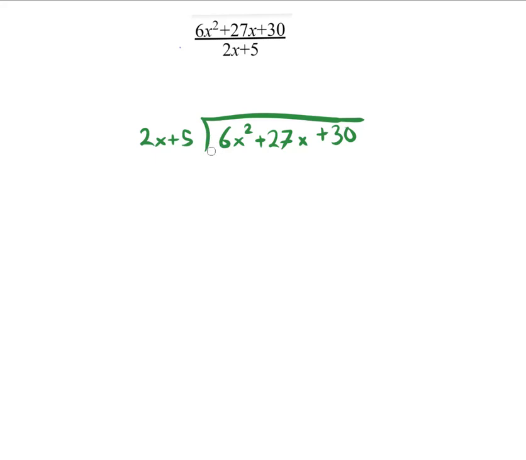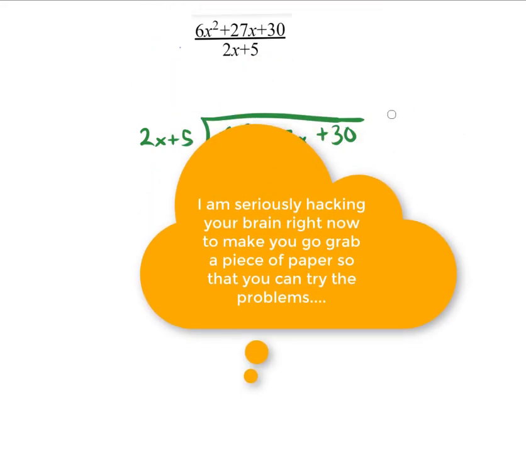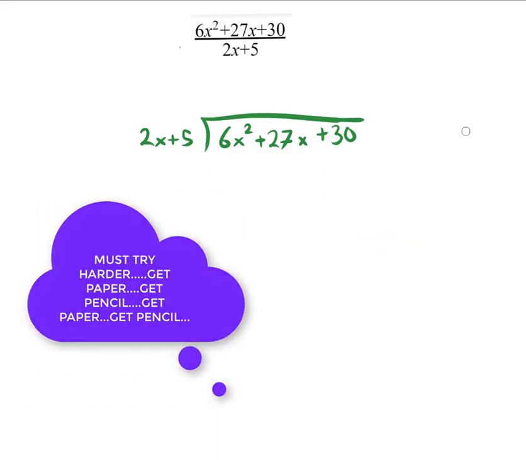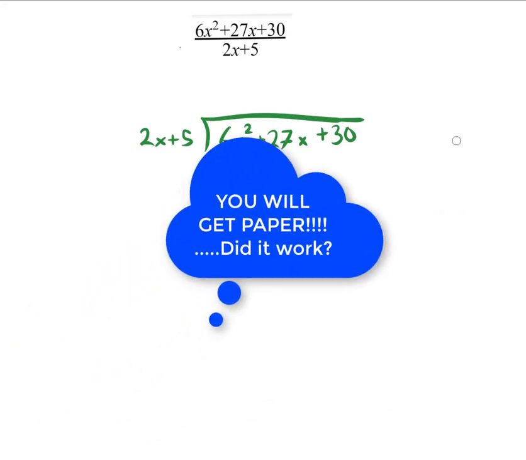So I'm actually going to take this 2x. I'm going to see what do I do to 2x to get 6x squared. And you can go ahead and pause. I think you know how to do this problem at this point. So go ahead and pause the video and give it a shot. Seriously, pause the video and give it a shot. Did you pause the video and give it a shot? If you didn't, do it now.